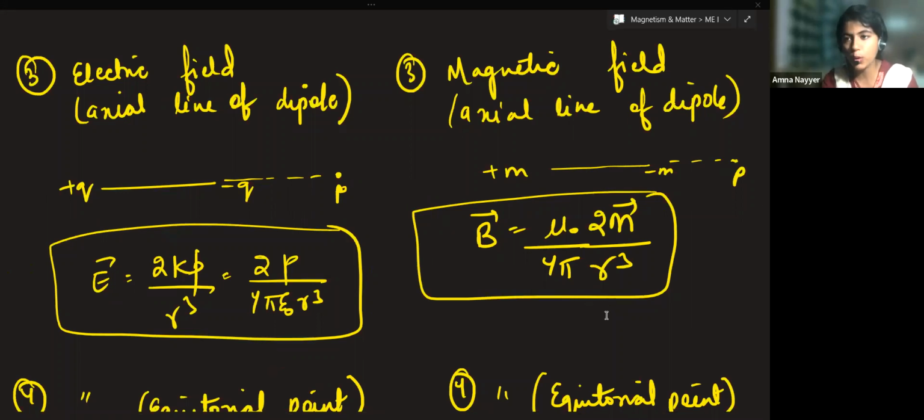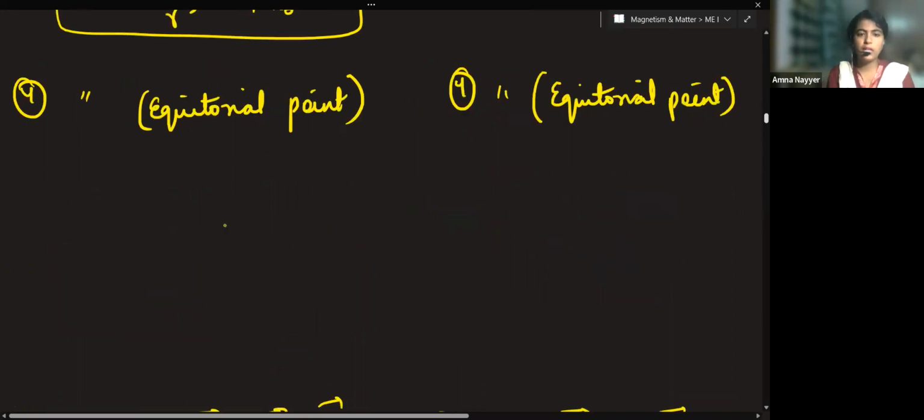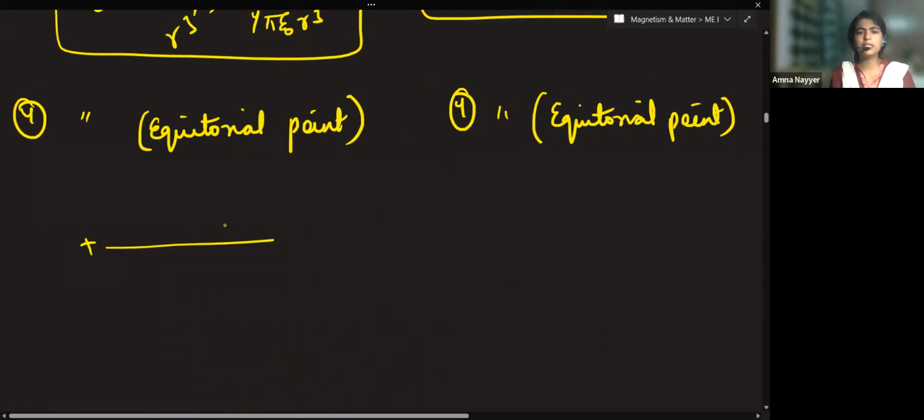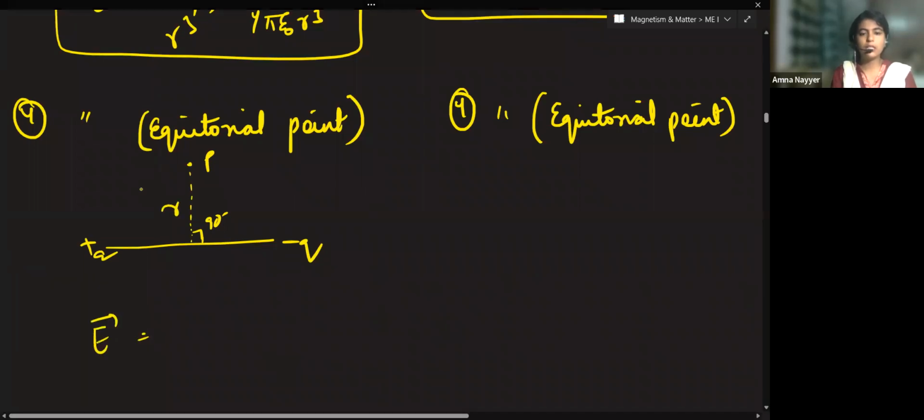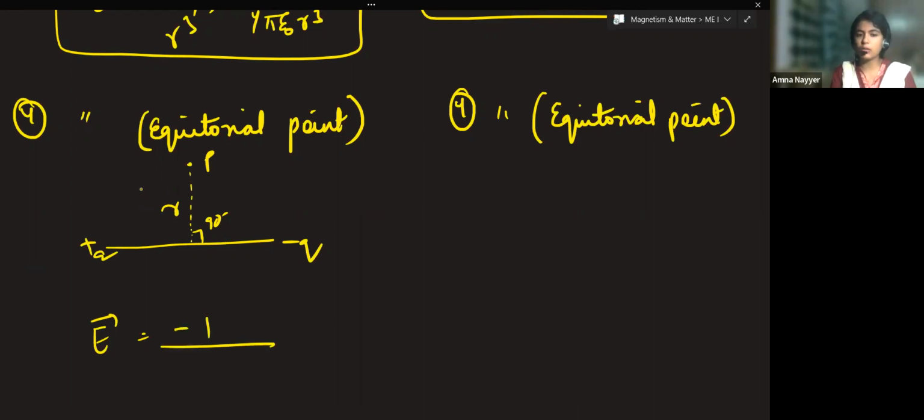Then you have the equatorial point. For the equatorial point, see the formula. For the magnetic equatorial point, it basically means plus Q and minus Q exist in nature, and a point P is chosen whose radius vector makes an angle of 90 degrees. Fine, this is L or R, let's write it as R. So the formula of electric field is what? See, minus Kp by r cube is the formula. Minus K, I'm writing it as 1 over 4 pi epsilon naught, p by r cube.